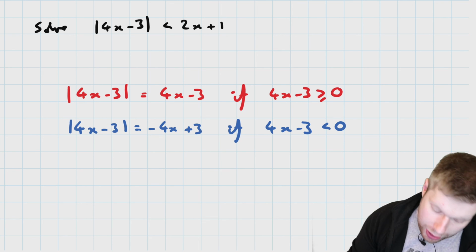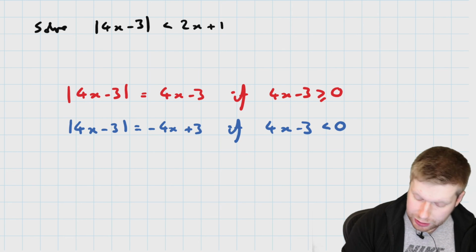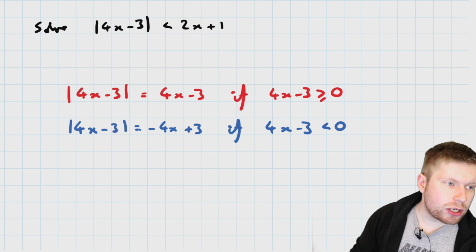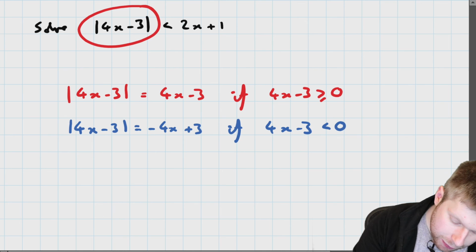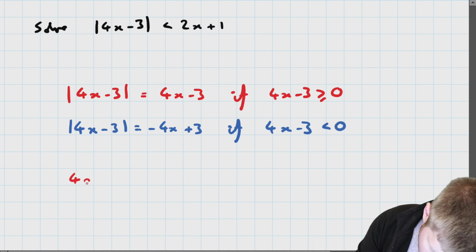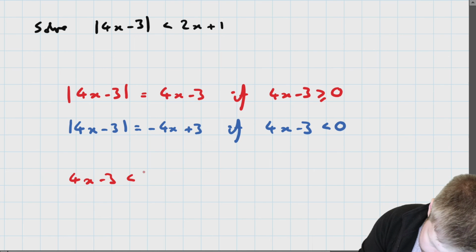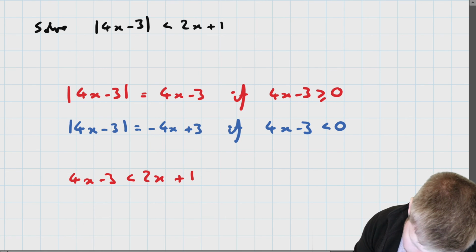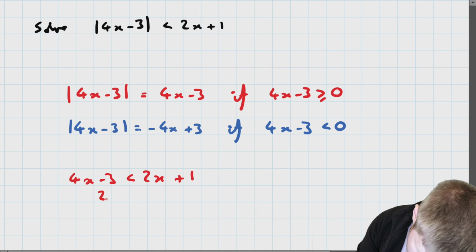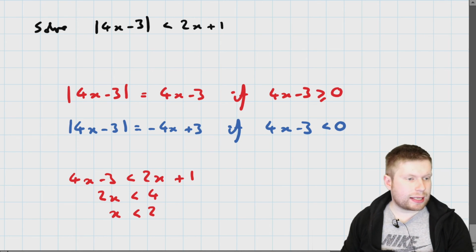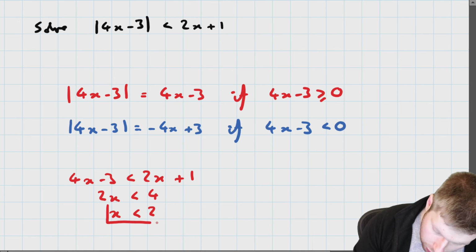So let's first of all go for the red situation. So if 4x minus 3 is positive or greater than 0, I can just treat the absolute value of 4x minus 3 as just 4x minus 3. In other words, I would get 4x minus 3 is less than 2x plus 1, and then I just have to solve this. So let's first of all add 3 to both sides and take away 2x. So I get 2x is less than 4, which means that x has got to be less than 2. Okay, so I've got x is less than 2 as my first inequality.